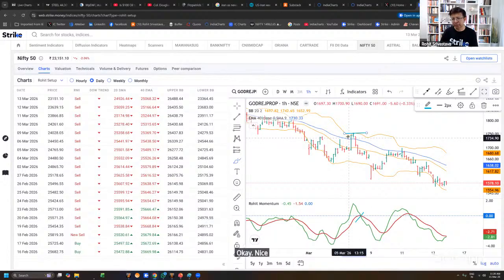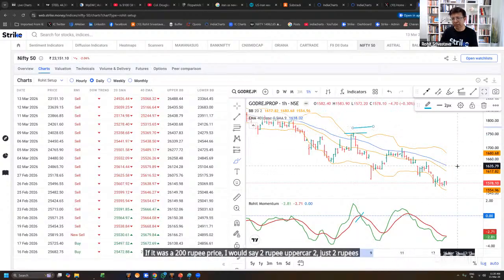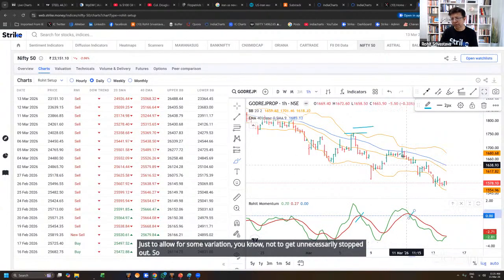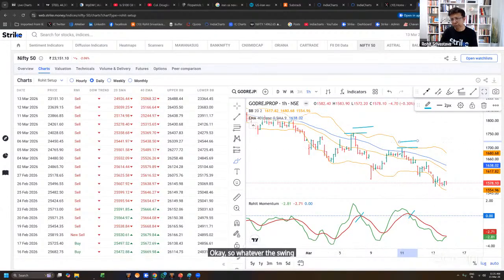If it was a 200 rupee price, I will say put it 2 rupees above the high, just 2 rupees above the high, just to allow for some variation, not to get unnecessarily stopped out. So here also, when I get this sell signal, this is the high we reached, we put it slightly above that. So whatever the swing highs or lows that they are making, accordingly I'll put the stop loss for the trade.